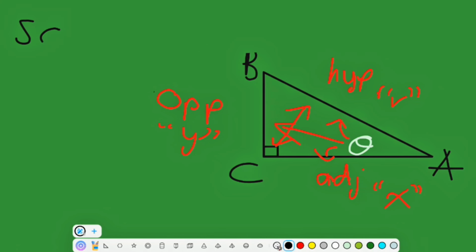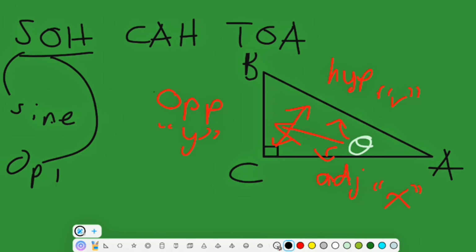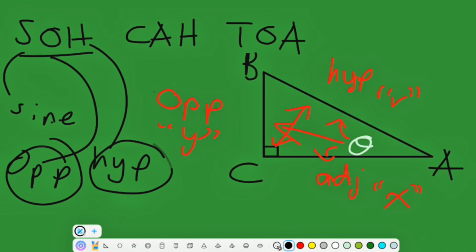The term SOH CAH TOA summarizes what I just said, the entire thing. So right here is sine, opposite, hypotenuse, meaning sine of a certain angle is equal to opposite over hypotenuse.